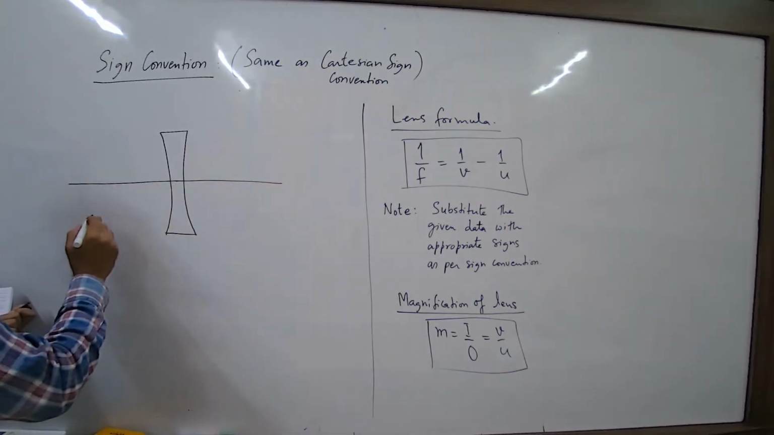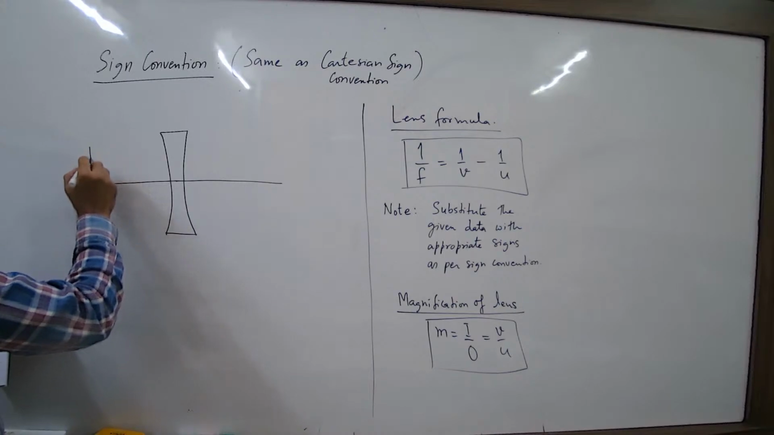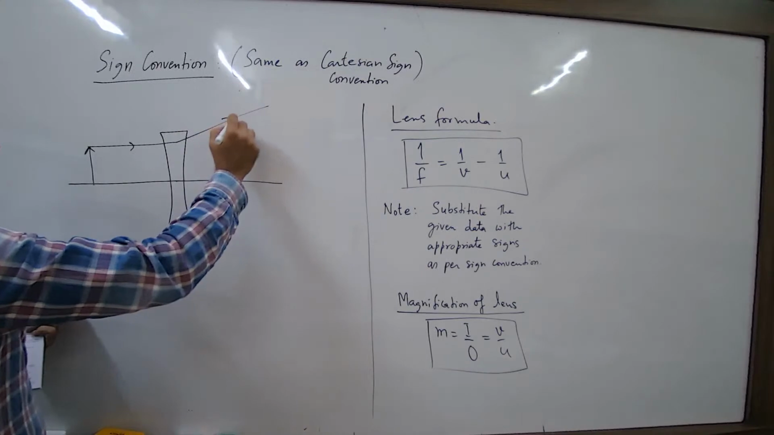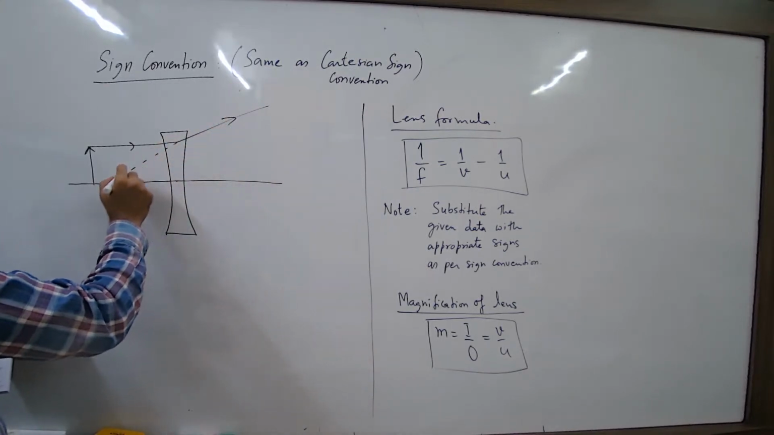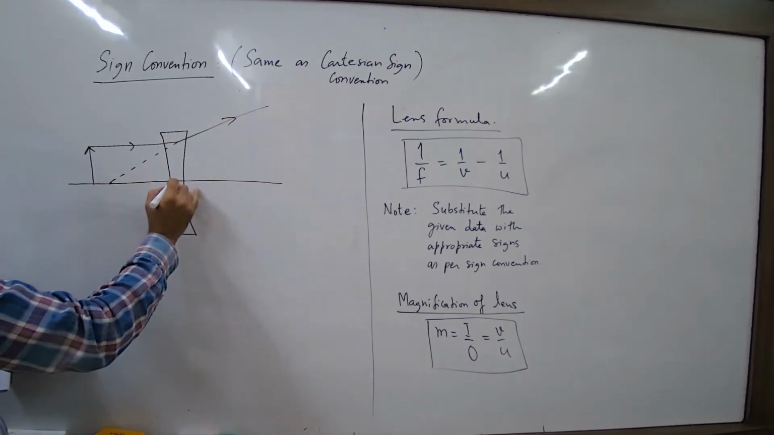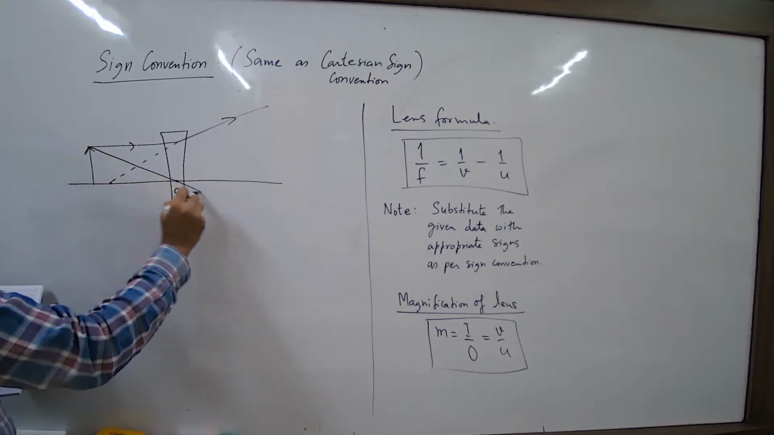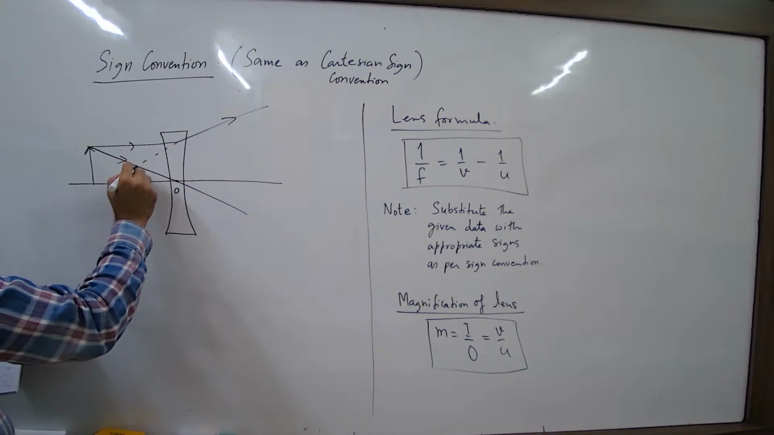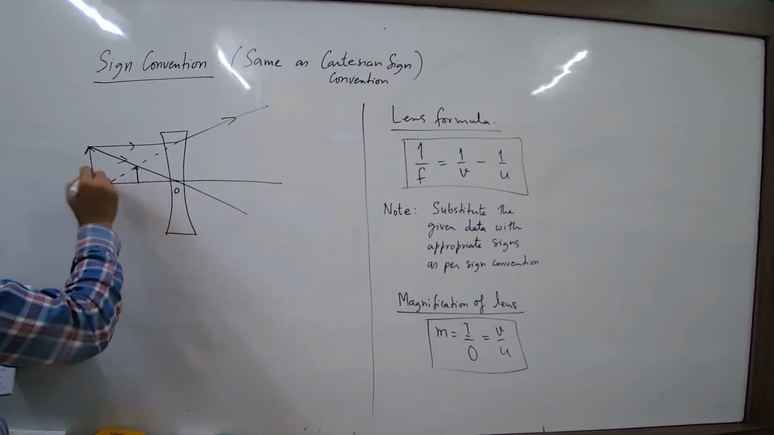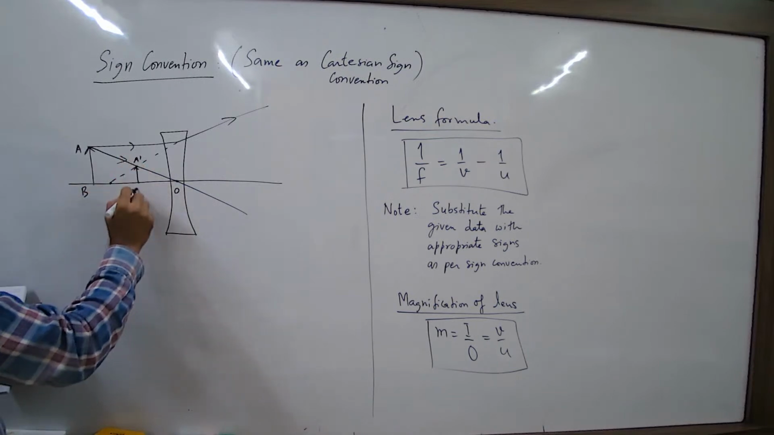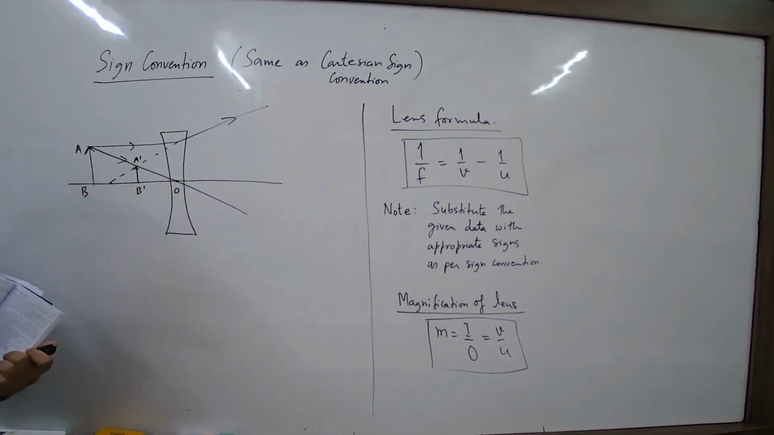So you have this is the object, and this is already given to you here. So the other ray you have to pass through the optical center, isn't it? So where is the meeting point here? So AB will be A dash B dash. So you have to show this. Right?